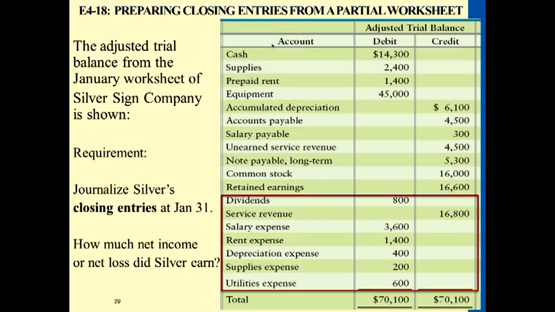So if we were to close this out as the third step, you'll be summarizing, first of all, the $10,600, which is the net income amount.